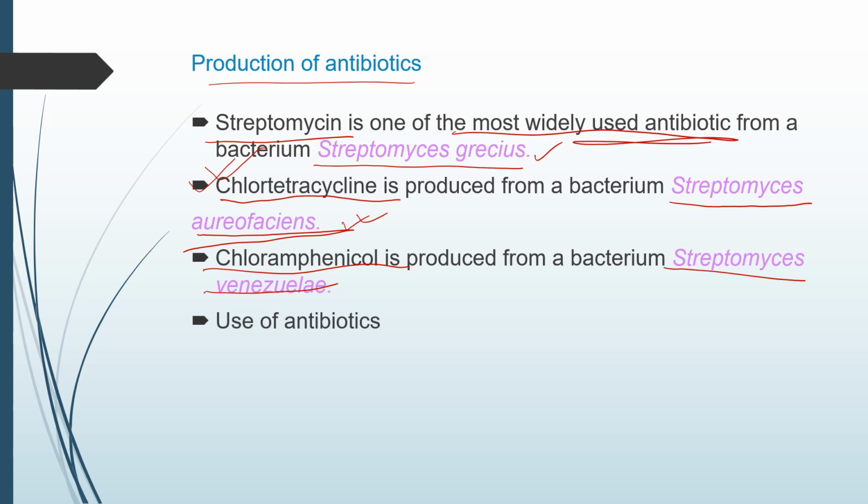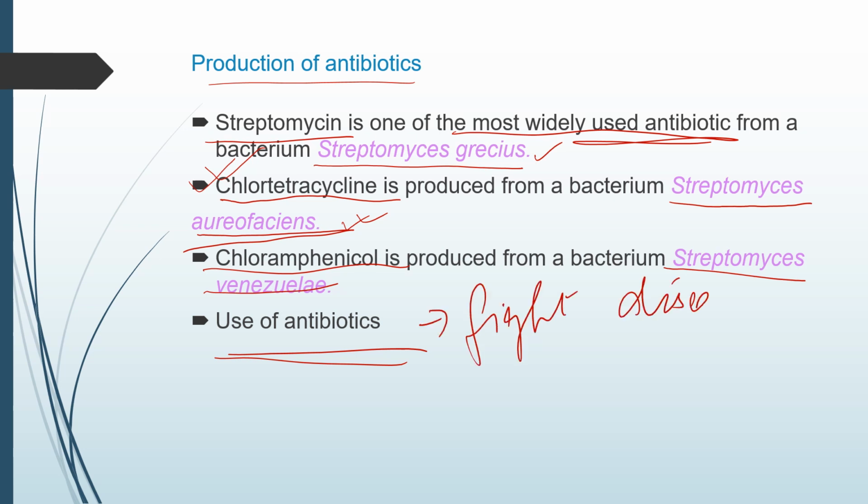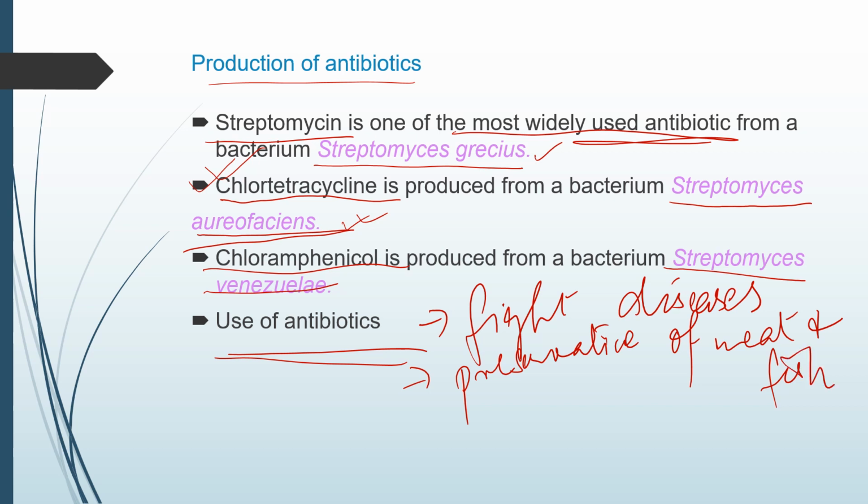Okay, so now we will move on to the uses of antibiotics. So what are the uses of antibiotics? Now we can say that they are used to fight diseases. So what are antibiotics doing? They are used as preservatives, as you can use antibiotics for the preservation of meat and fish.